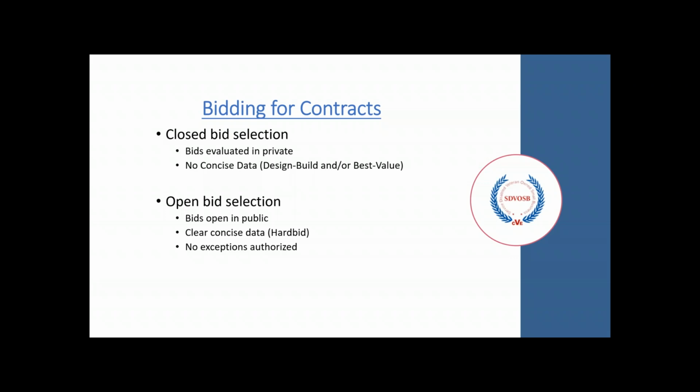In an open bid selection, those bids are open to the public. This is usually used in a hard bid scenario with clear, concise data that's already known and a well thought out design. In an open bid, there can be no exceptions. Once the bid is open to the public and the numbers are read aloud, the lowest priced contract will usually win.